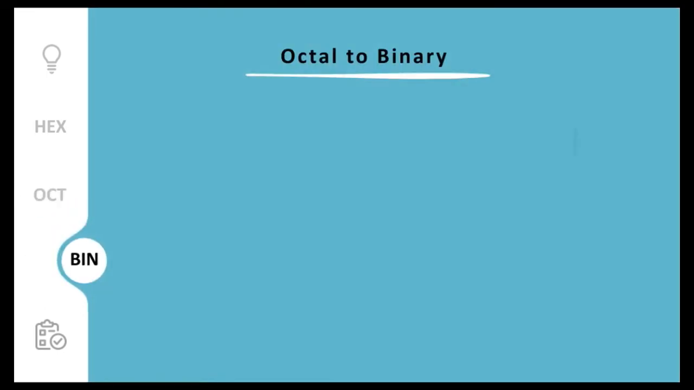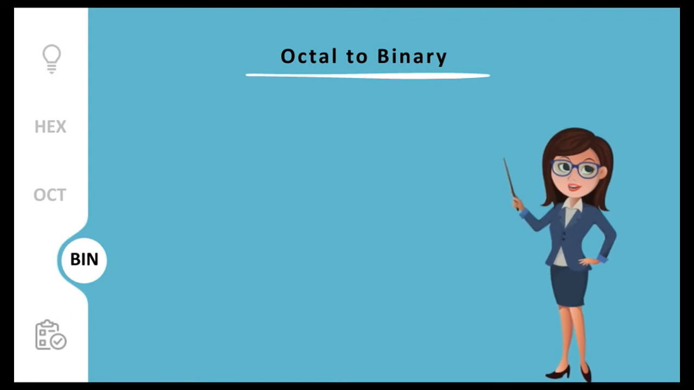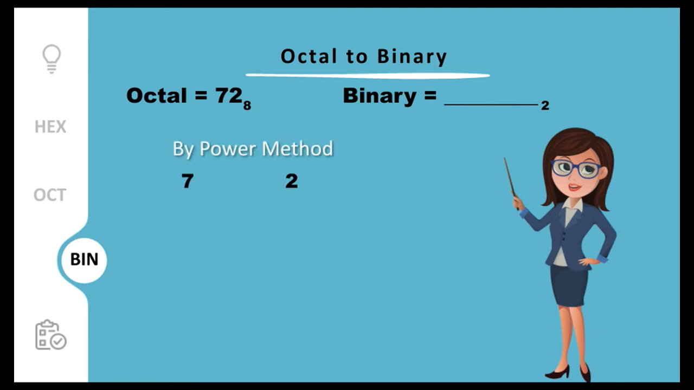Now, from octal number, let's convert it to binary numbers. The octal number 72, we're going to convert it into binary. Using the power method, we're going to find 7 and 2 in the powers of 2. Let's first focus on the 7 on the left part. Let's find number 7 in 4, 2, and 1. If we add these 3, we're going to get 7. So it means 4 plus 2 plus 1 equals 7.